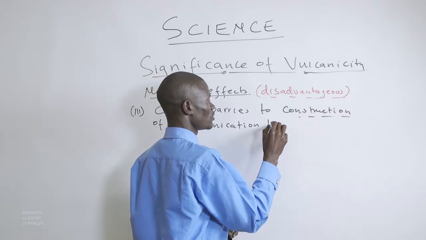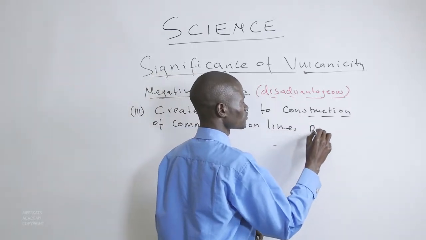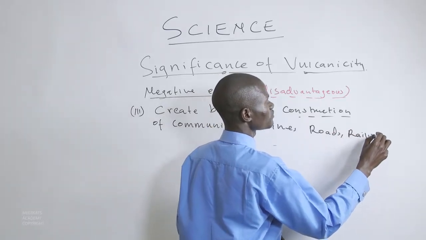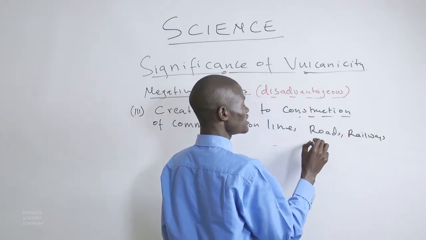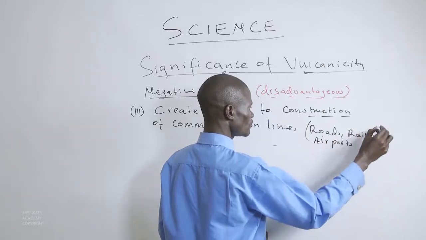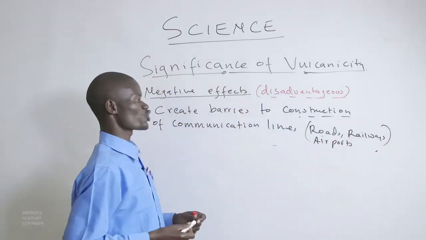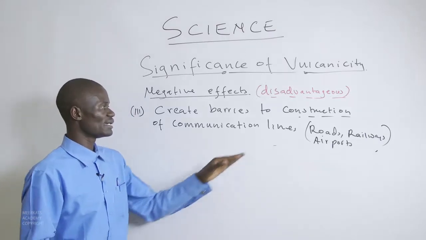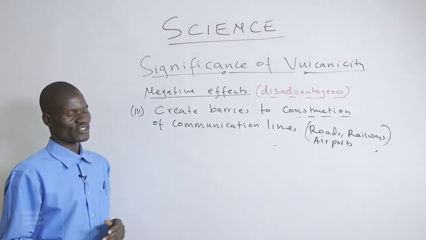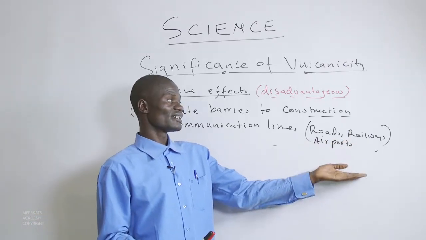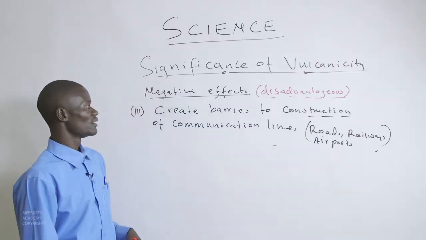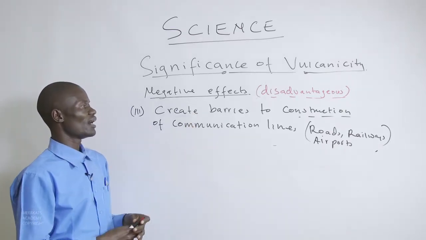Communication lines or networks such as roads. We also have railways. To some extent, even the airports. We may have a problem in constructing these very important resources on earth which help us in communication. Roads, houses, railways and airports will have a problem.